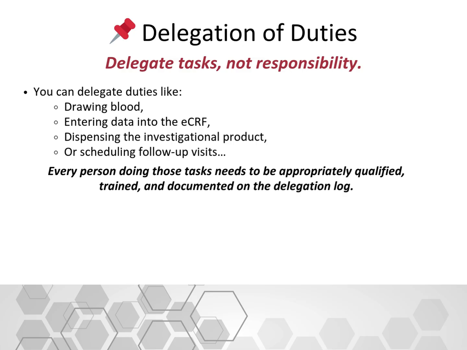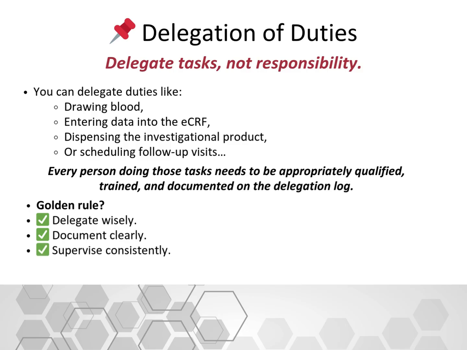And here's a real-world scenario that comes up all the time. Let's say a sub-investigator obtains informed consent, but wasn't properly trained on the protocol or GCP. That's not just a protocol deviation, it's a compliance risk, and it lands squarely on the shoulders of the principal investigator. So the golden rule? Delegate wisely, document clearly, supervise consistently. This means regular meetings, oversight of critical procedures, reviewing source documents, and being visible and available at your site, not just for regulators, but for your team, and most importantly, your participants.